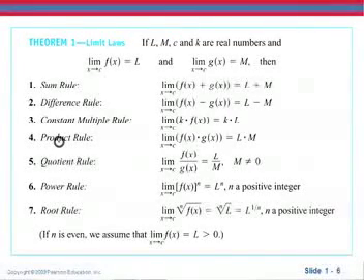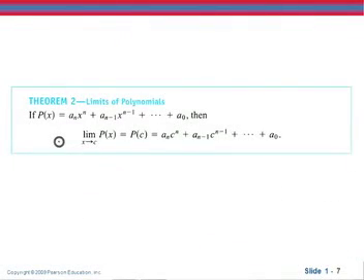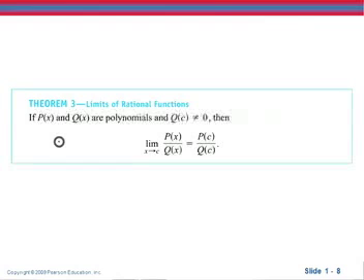The next one says the limit of a positive integer power, or for number 7, a positive integer root, of a function is the integer power or root of the limit. This helps us to be able to compute limits very easily. Theorem 2 tells us that for the limit of a polynomial, the limit as x approaches c of p of x is just p of c. In other words, we can take c and plug it in everywhere that we have an x.